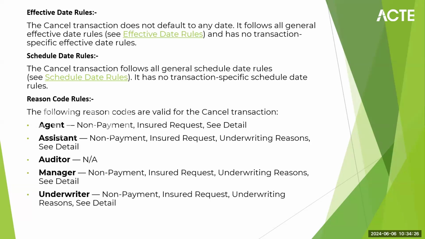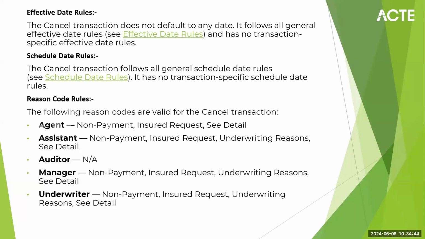Effective date rule. The cancel transaction follows the general schedule rule. It has no transaction specific rule. There is no effective date rule and there is no scheduled date rule as well. The user can do whatever date he wants.